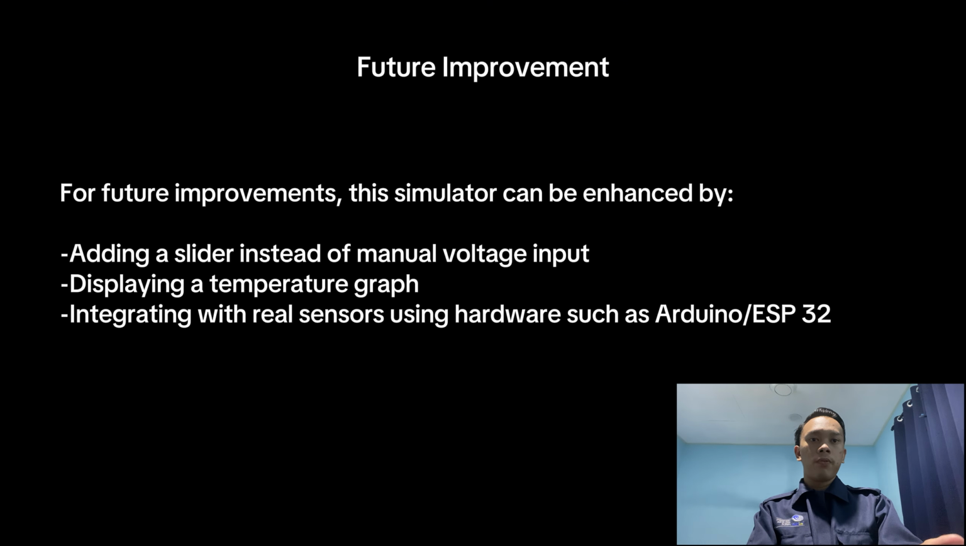And for future improvement, this simulator can be enhanced by adding a slider instead of manual voltage input, displaying a temperature graph, and integrating with a real sensor using hardware such as Arduino.